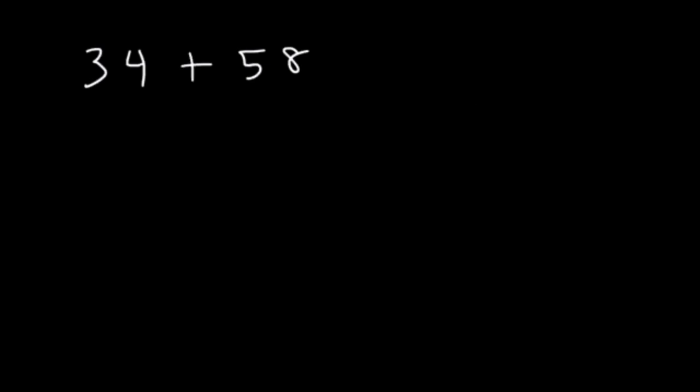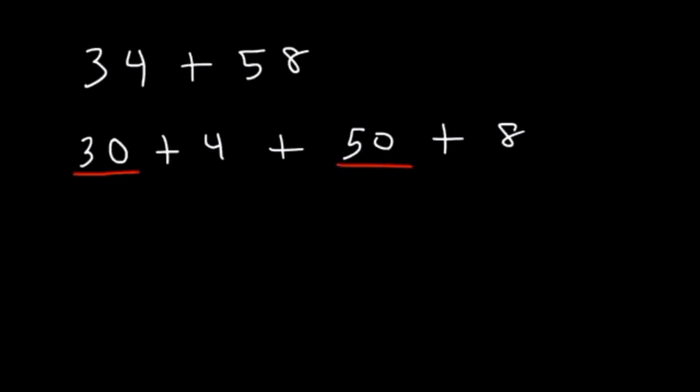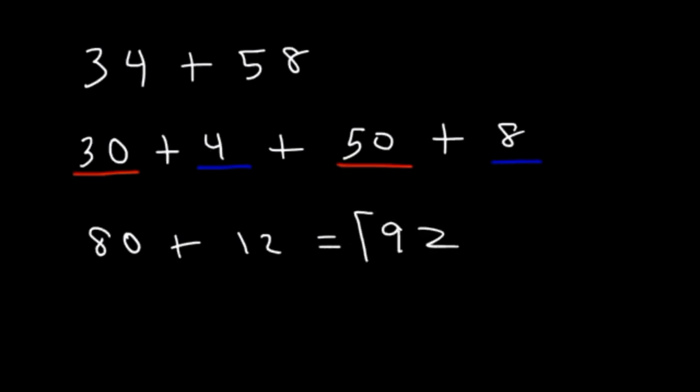So what I like to do is break down our numbers into smaller numbers. 34 is basically 30 plus 4. 58 is 50 plus 8. Now, it's pretty straightforward to add 30 and 50. You know that 3 plus 5 is 8, so 30 and 50 adds up to 80. And then 4 plus 8 is 12. 80 plus 12 is 92. And so that's a simple way to add two numbers.